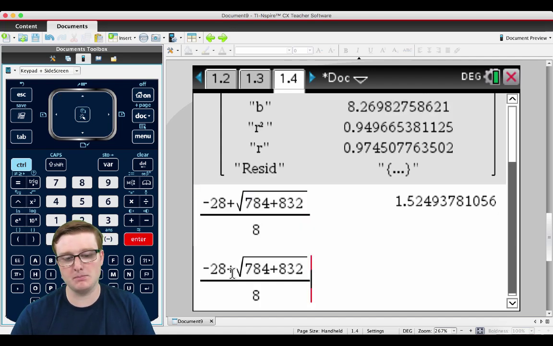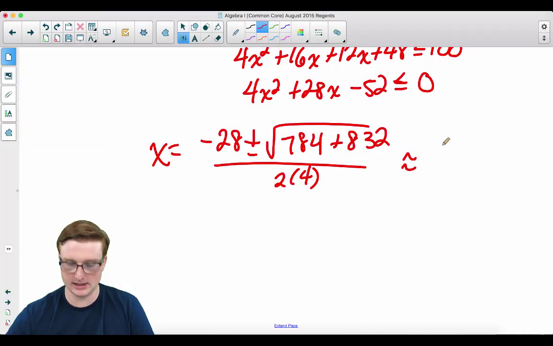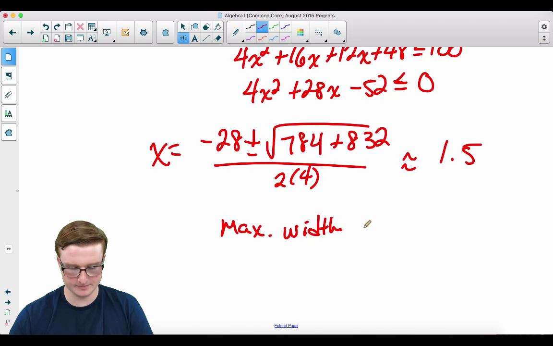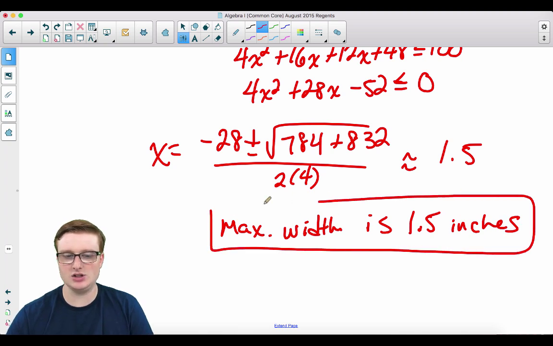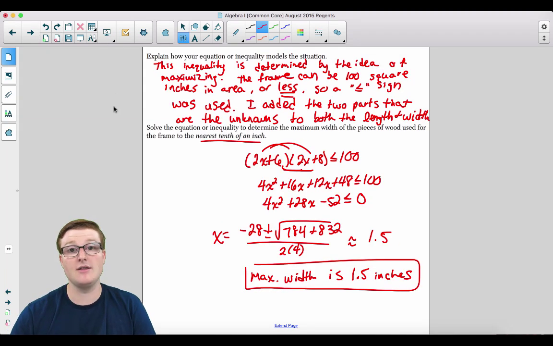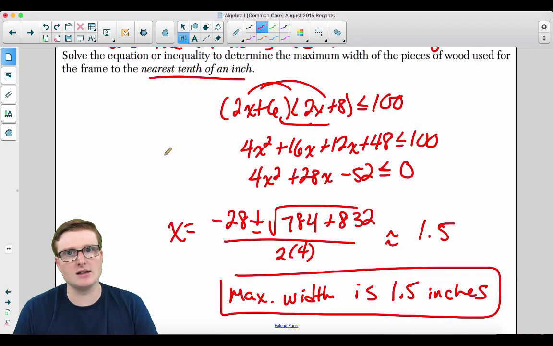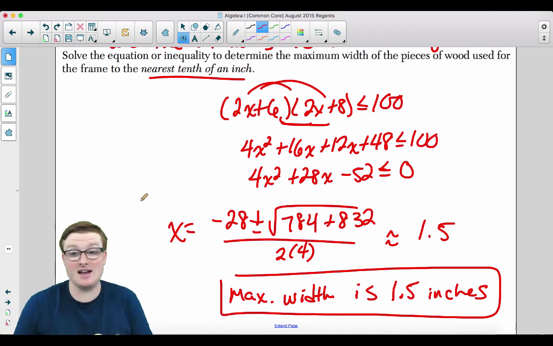Now, just to make sure, if you put this as minus, it should give you, yeah, so you can't have negative width. So it has to be 1.5. So we're going to say that the maximum width, now they're saying round to the nearest tenth? Yeah, the maximum width is 1.5 inches. And that, ladies and gentlemen, is how you do that part 4 question. Honestly, that was a challenge if you didn't know how to draw that diagram. But if you draw the diagram, it makes it that much easier, does it not?